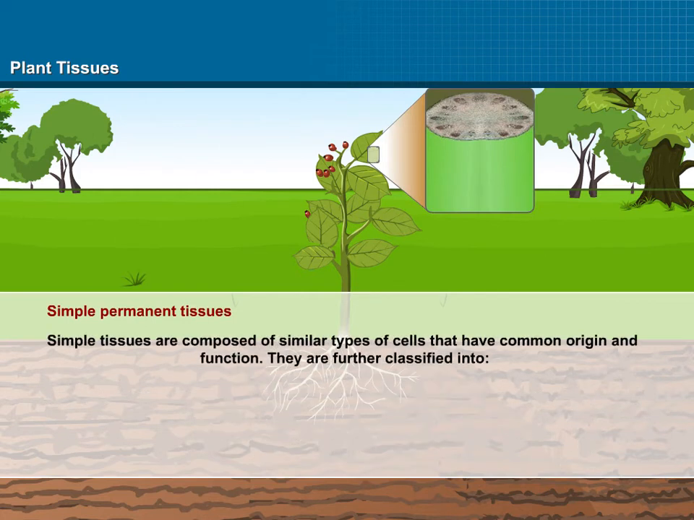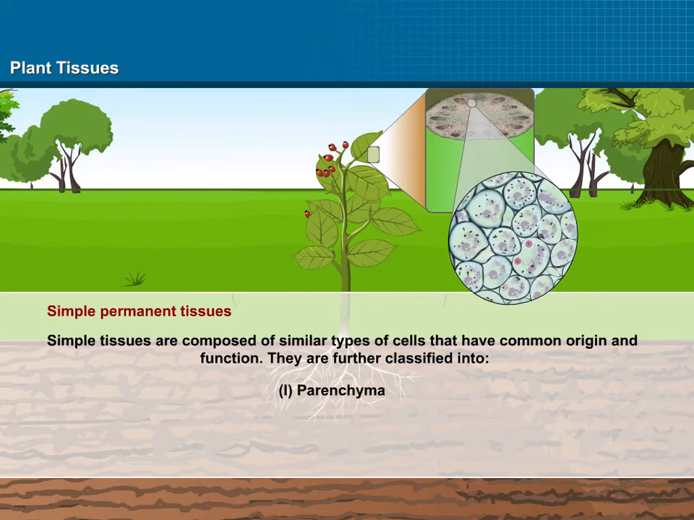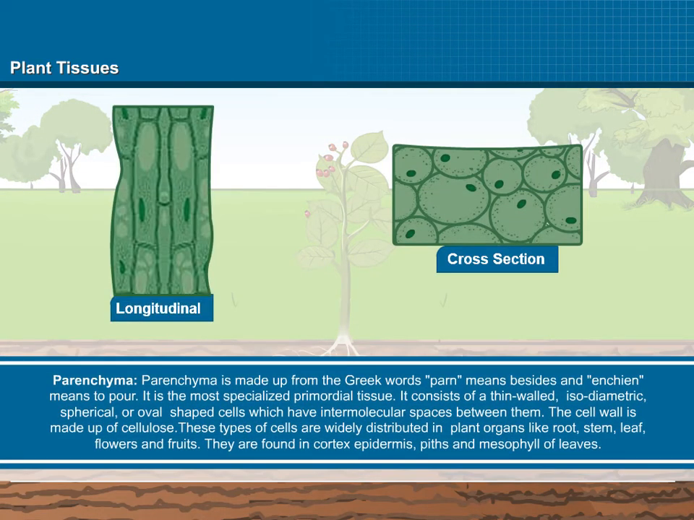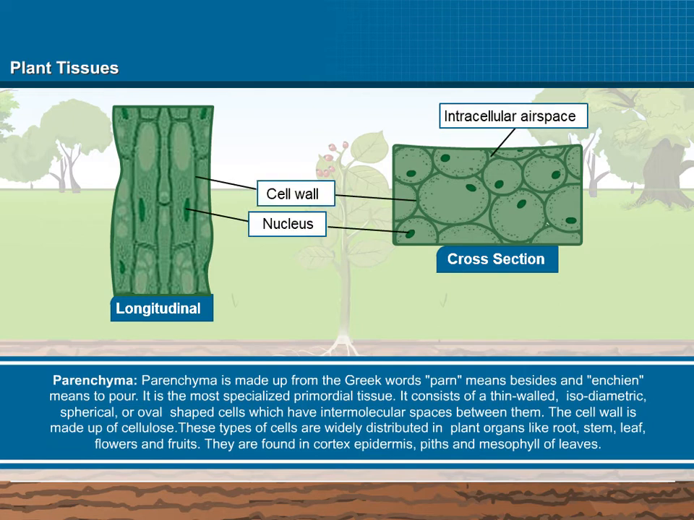Simple permanent tissue. Simple tissues are composed of similar types of cells that have common origin and function. They are further classified into number 1, Parenchyma, number 2, Collenchyma, number 3, Sclerenchyma. Parenchyma. Parenchyma is made up of the Greek words pan meaning besides and enchyn meaning to pour.